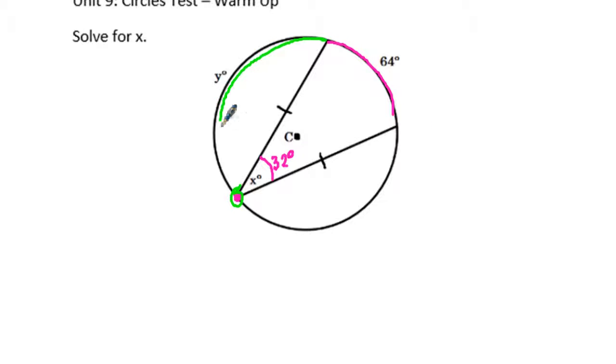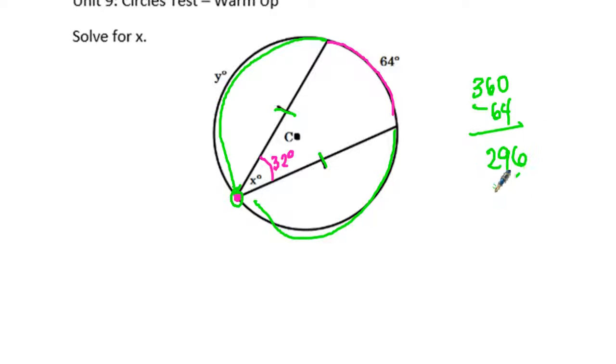Now we're asked to look for y, and y will be the same as this angle because of these two tick marks. The full thing is 360, so subtract what we currently see. That would be 296. Split in half, that would be 148. So y would equal 148. And this would be 148 also. Together, they would be 360.